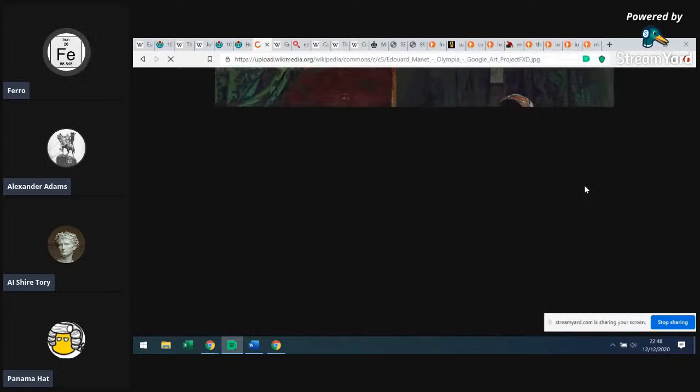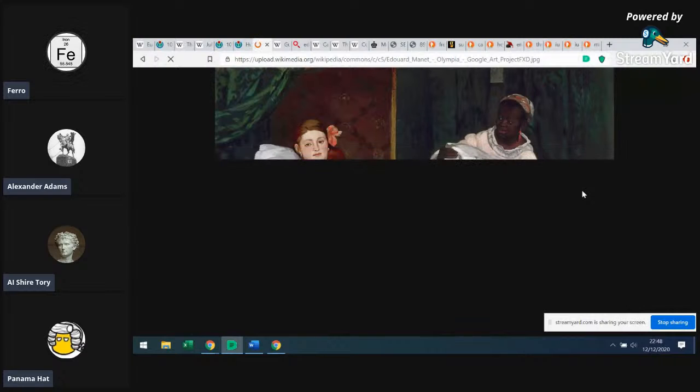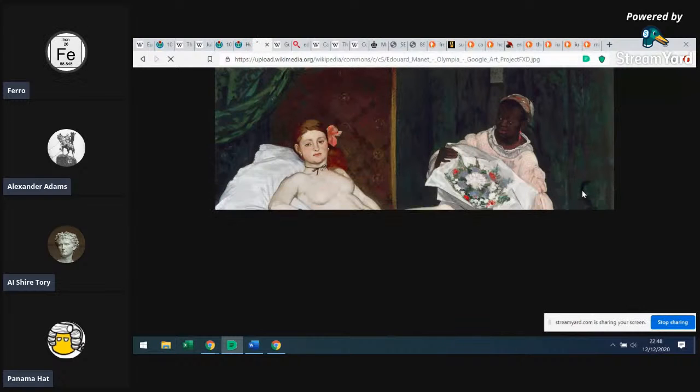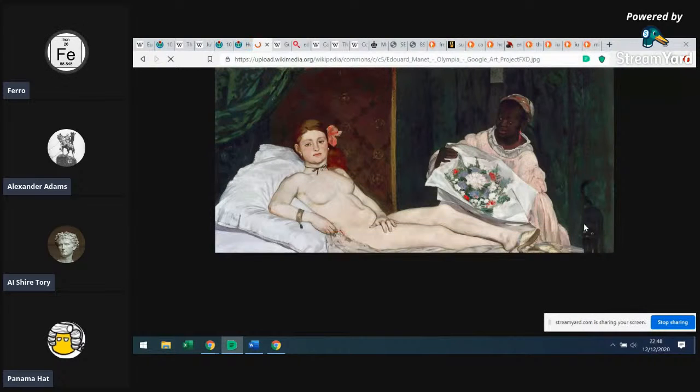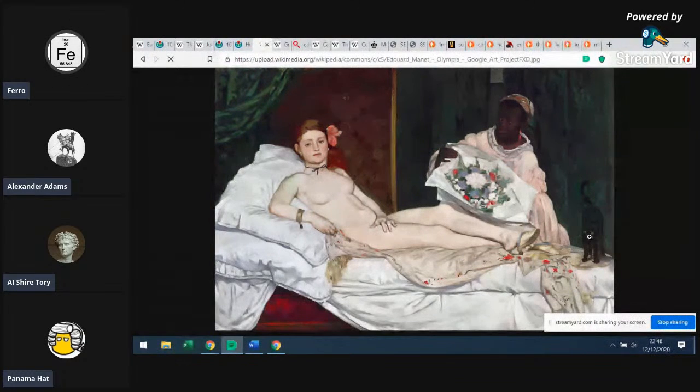Also, little detail shout out to the tiny cat here on the right hand side. People often talk about how it's almost like you're in the room with Olympia, and I think the cat's quite good at showing that because he's got his arched back. You can imagine him hissing at the unfamiliar person in the room.